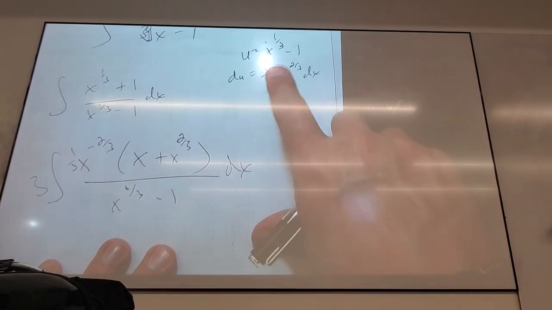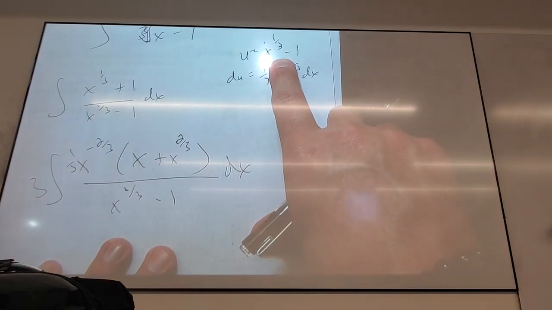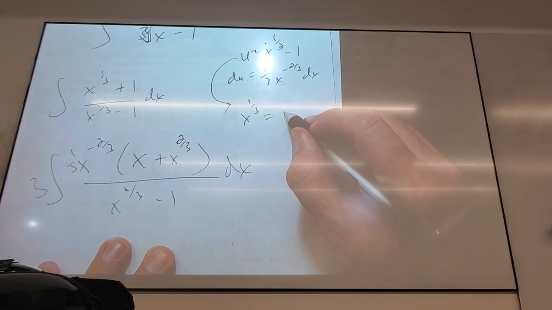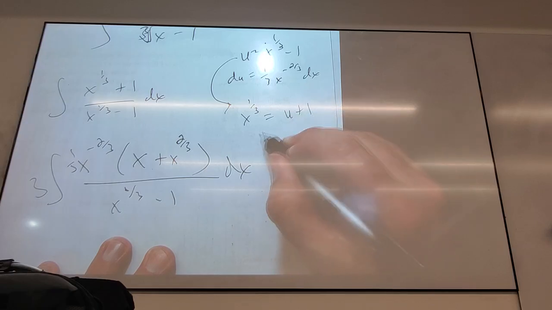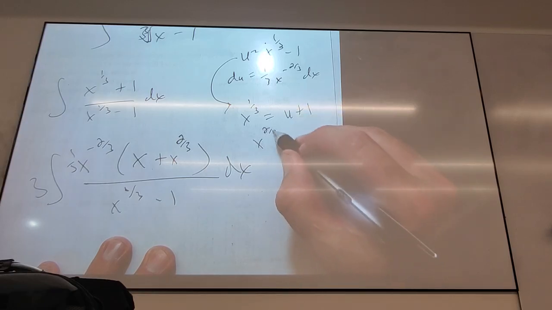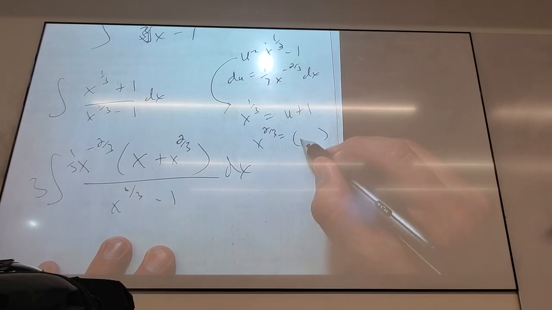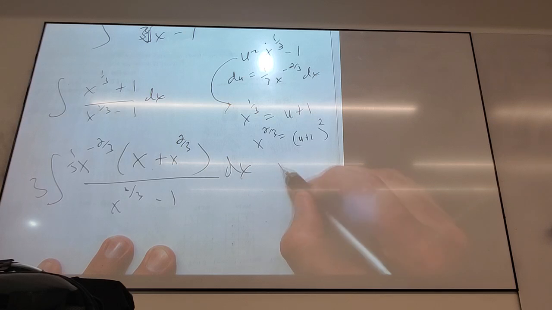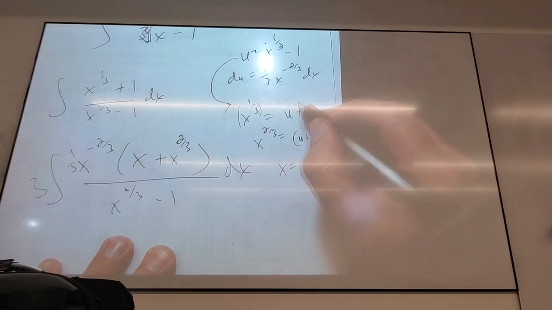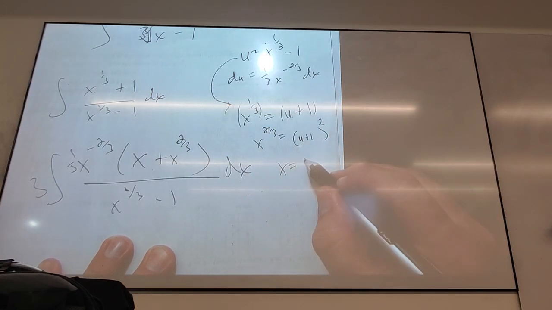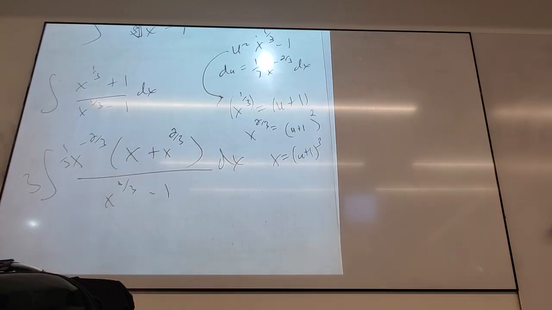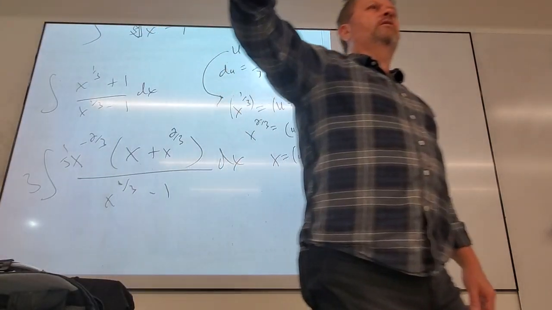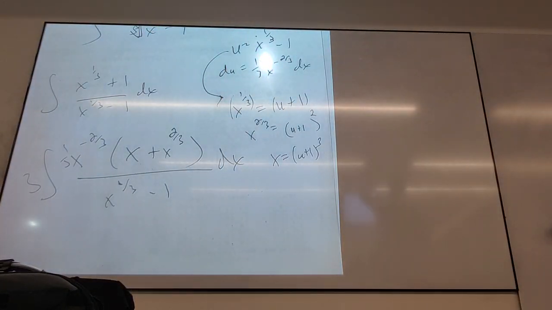Now, real quick. If u is x to the 1/3 minus 1, what is x to the 1/3? u plus 1. What is x to the 2/3? You can do it. Squared, yes. And what do I have to do to get x? Cube. Now, do I have a substitution for everything that was x? Do I have a substitution in terms of u? That is all you need for u-sub to work.